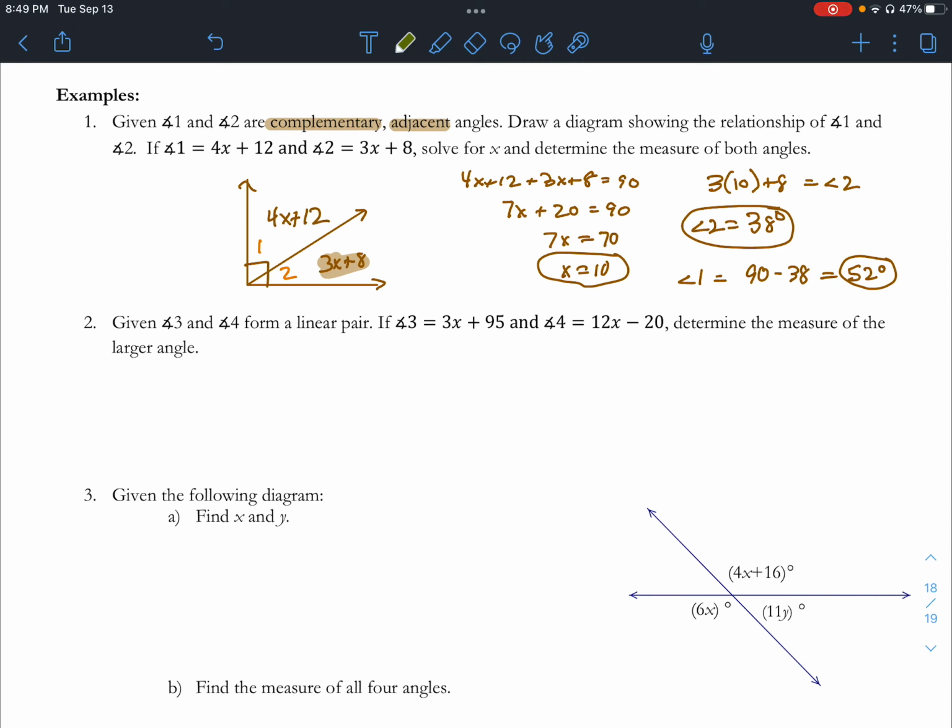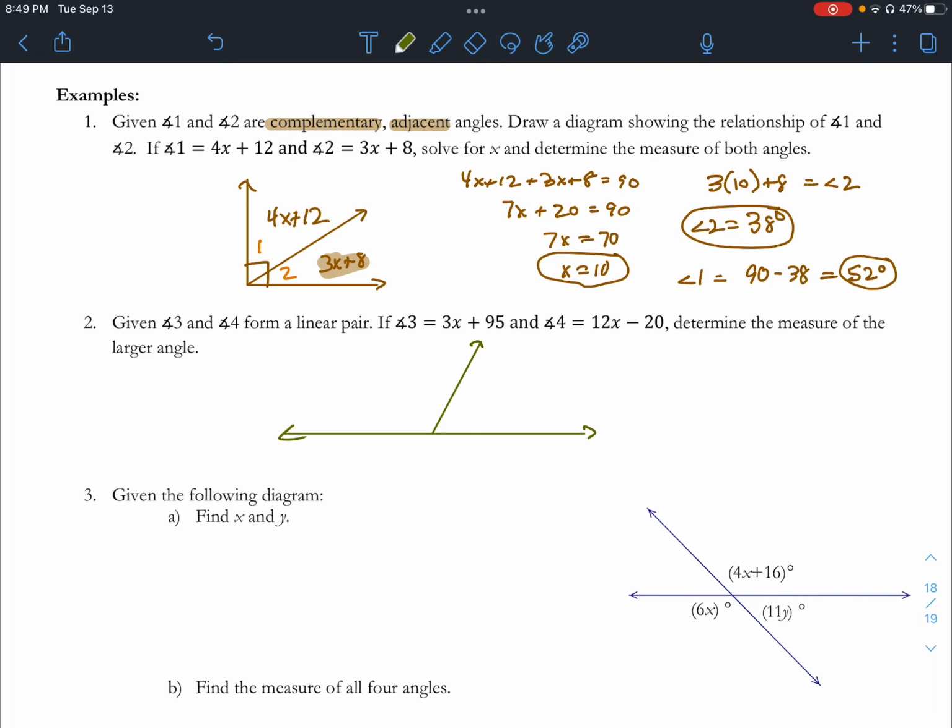Given angle 3 and angle 4 form a linear pair, so these must add up to 180 degrees at some point in time. Again, I just know that they're a linear pair, so any of these are possibilities. Draw something that makes a little bit of sense, maybe one a little bit larger than the other. You don't want to draw them perfectly up and down just because we don't know that they're perpendicular.